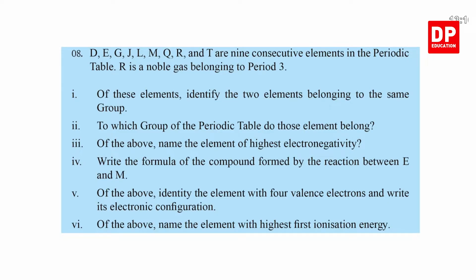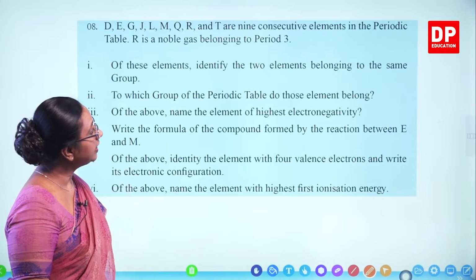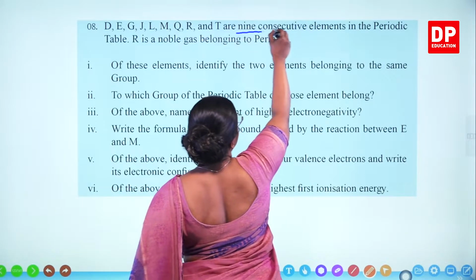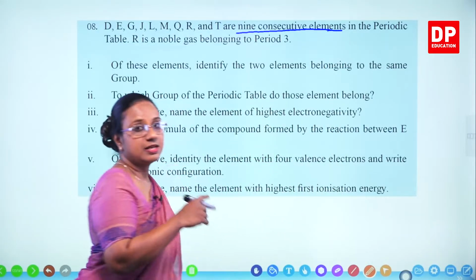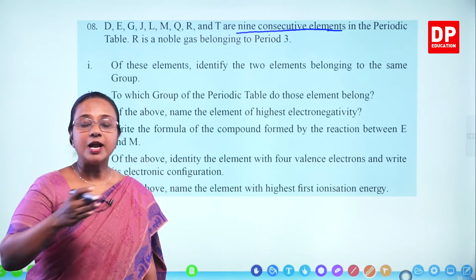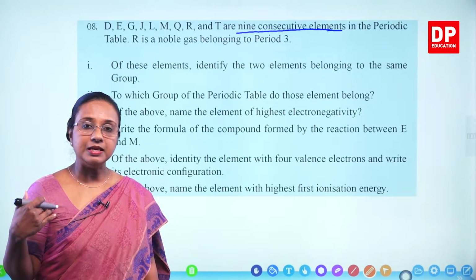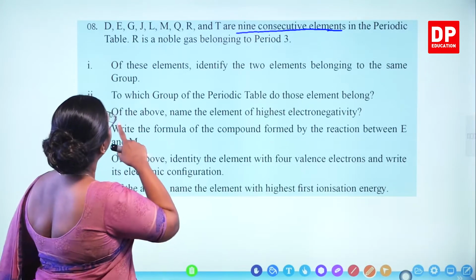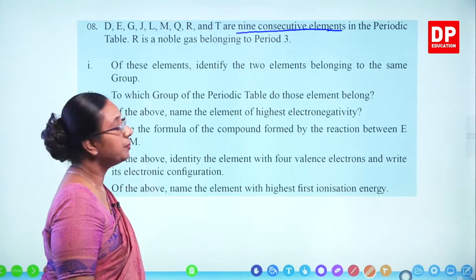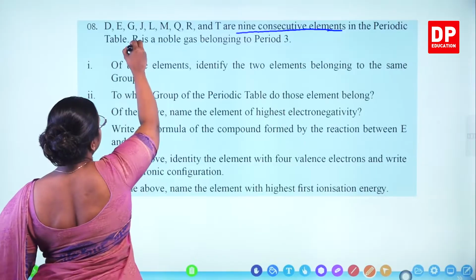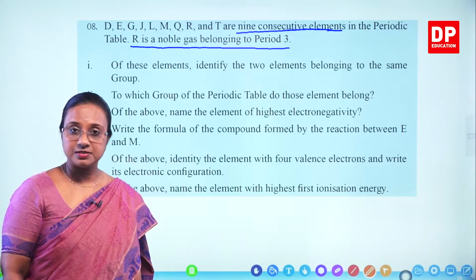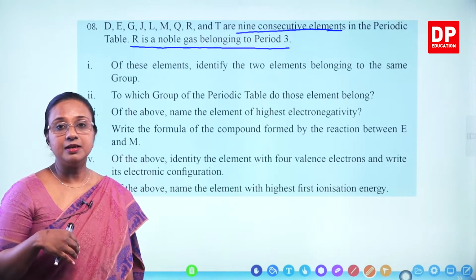Question number 8. D, E, G, J, L, M, Q, R and T are 9 consecutive elements in the periodic table. So here they are consecutive elements. That means they are there in the periodic table one after the other. But they can be in the same period or they can belong to different periods. R is a noble gas belonging to period 3. That is the important information. R is a noble gas. That means it is present in group 8, period 3.